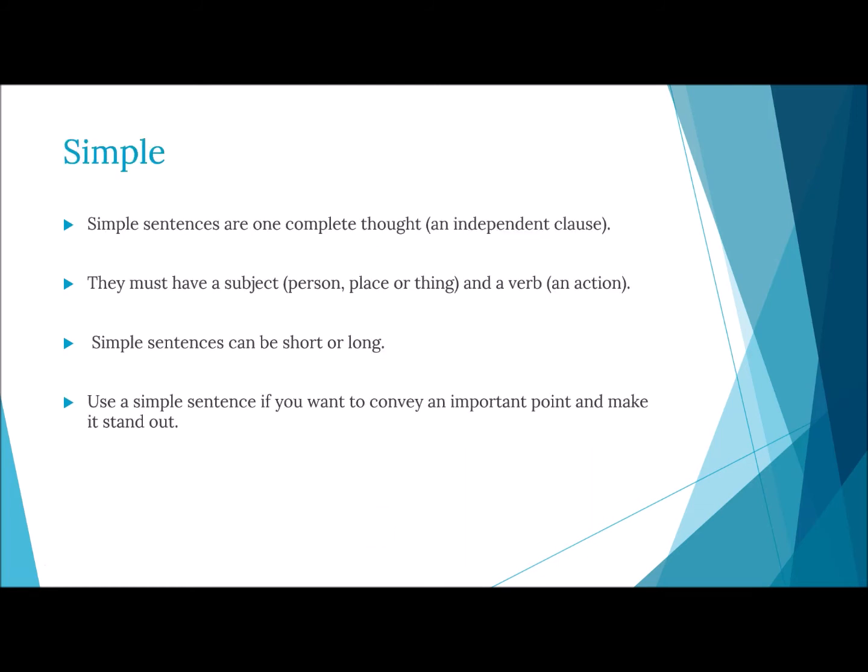So let's take a look at simple sentences first. We need to remember some of our vocabulary from earlier. Simple sentences are all just one complete thought, one idea or independent clause on their own. They must have a subject. Now a subject is a person, place or thing. This was covered in the grammar video, so if you've seen that one, you'll be familiar with the idea of having a subject, a person, place or thing, and a verb, an action.